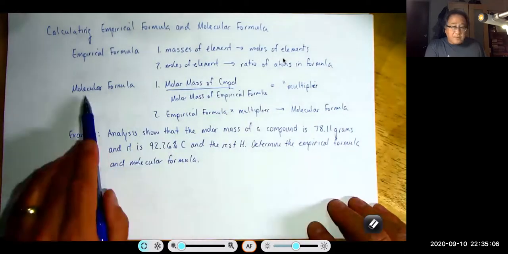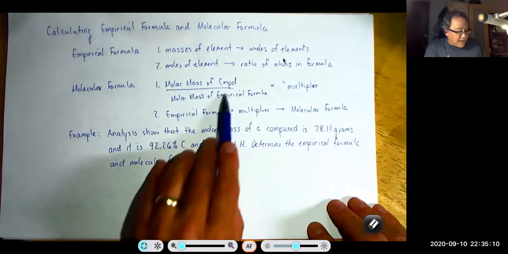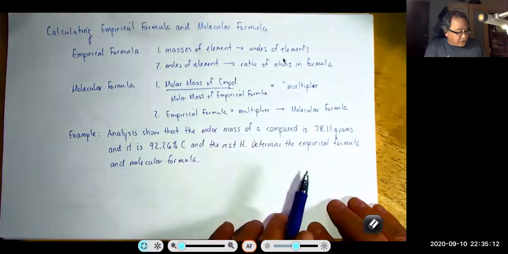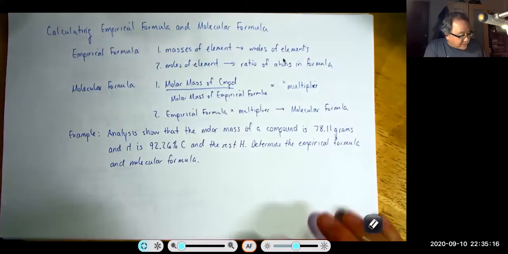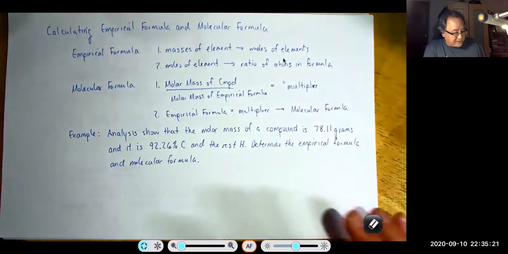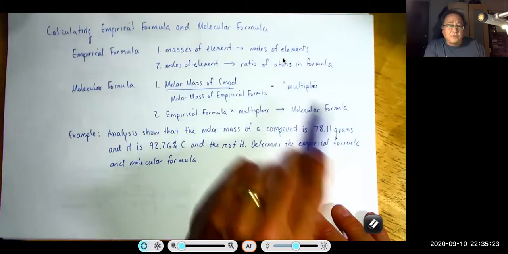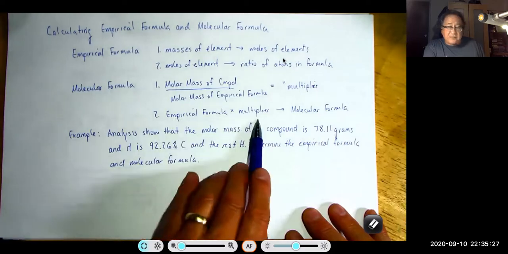To get the molecular formula, you take the molar mass of your compound divided by the molar mass of the empirical formula. So that means you have to be given the molar mass of the compound. The molar mass of the empirical formula, you figure from your answer above what the empirical formula is. And you get what I call a multiplier. Then you take the empirical formula times the multiplier to get the molecular formula.